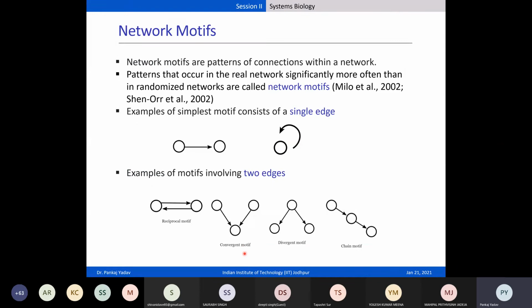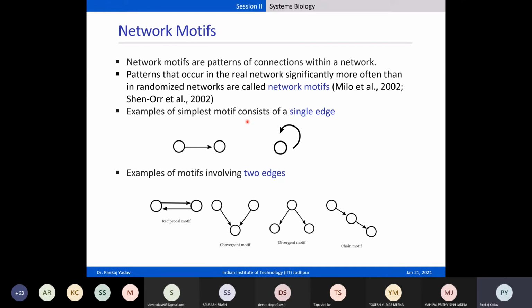So I was talking about network motifs, which are very interesting to study in the context of biology. As I already explained, motifs are basically patterns. These are patterns of connections within a network, and patterns that occur in the real network significantly more often can be treated as network motifs. And you can take some examples of motifs.